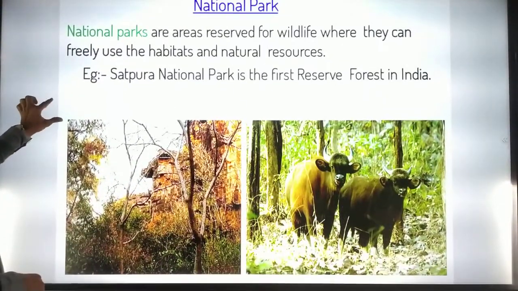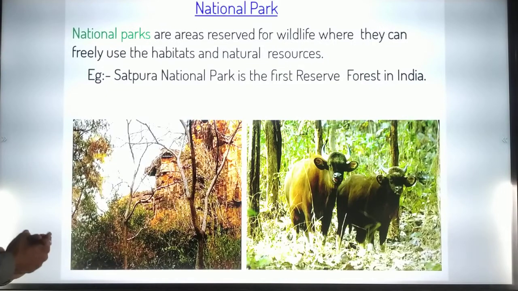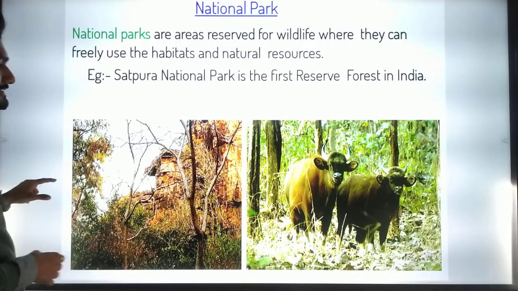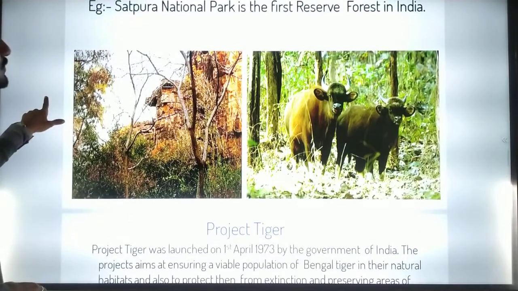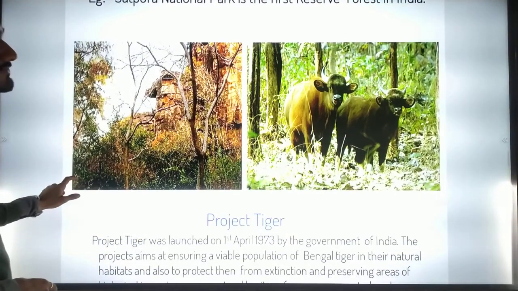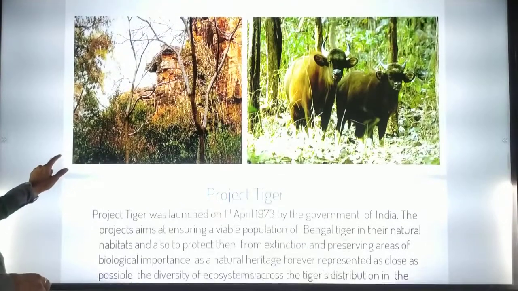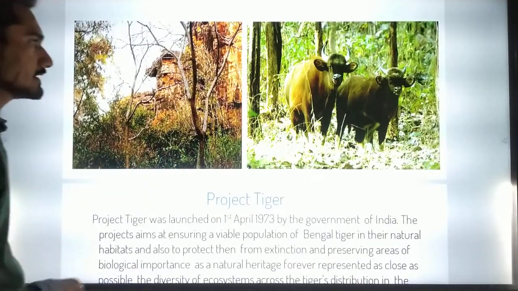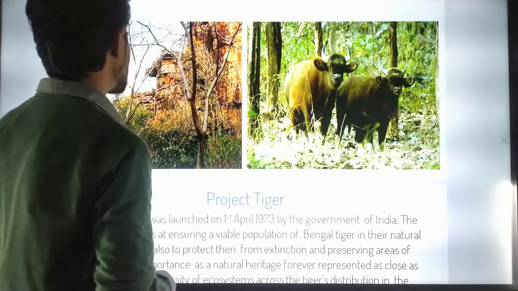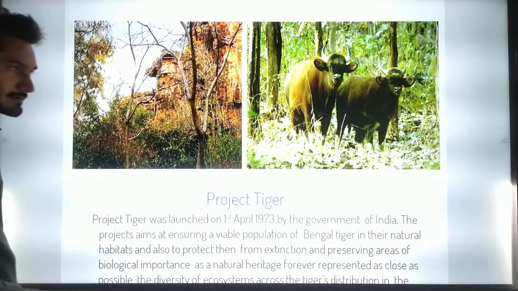Now, a national park is an area reserved for wildlife where they can freely use the habitat and natural resources. See, all these things are similar. Satpura National Park is the first reserve forest in India. These types of animals and flora can be found there.